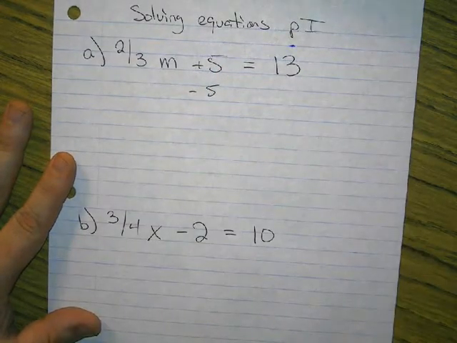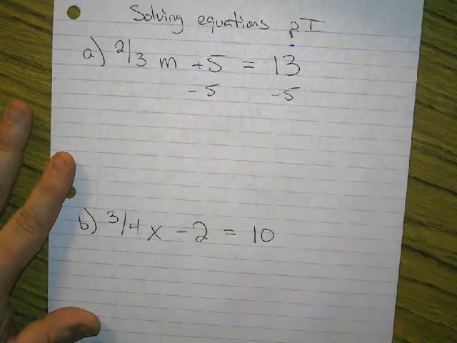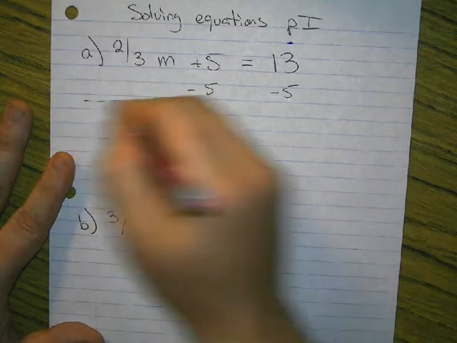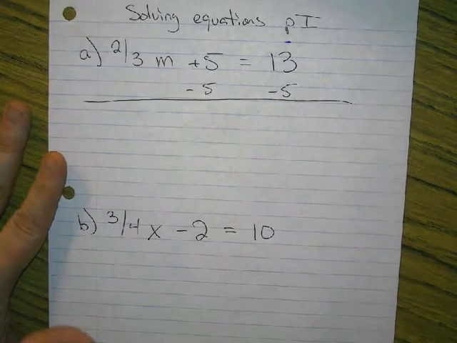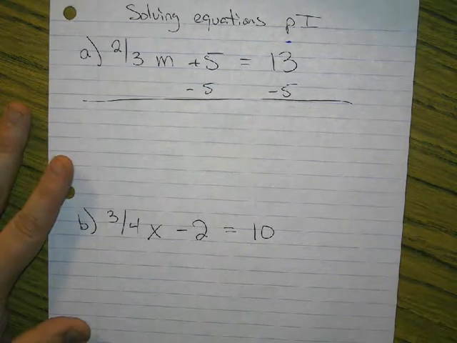But if you do it to one side of the equation, you always have to do it to the other side of the equation, or it's just not fair. I think you're playing favorites, and even though your parents probably have favorites, they're not supposed to let you know, right?